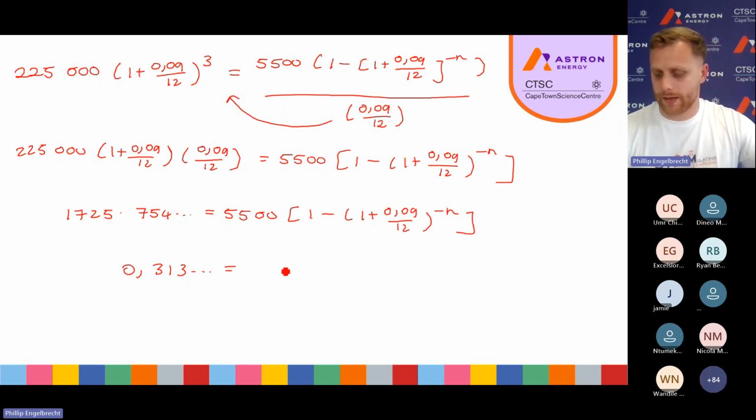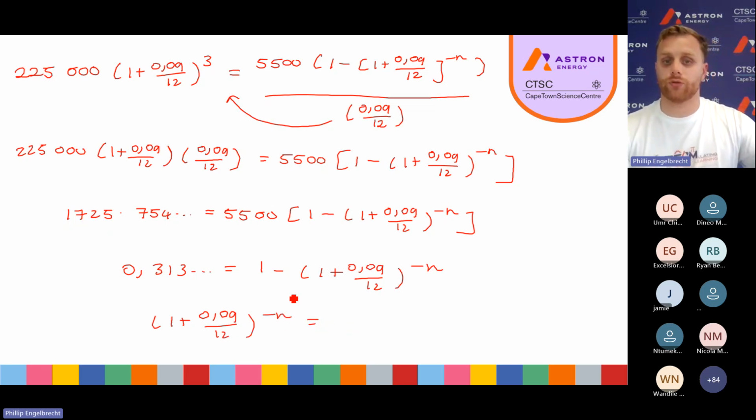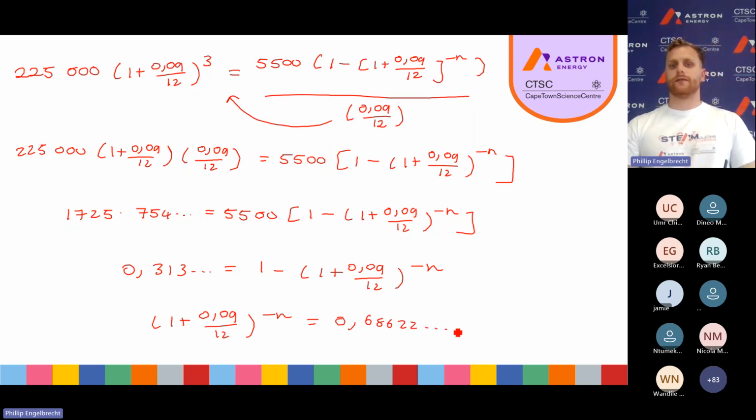You get 0.313 recurring is equal to 1 minus (1 plus 0.09 over 12) to the power of negative n. Then you carry on solving it. You take your 1 to the other side and you get that (1 plus 0.09 over 12) to the power of negative n is equal to 1 minus this answer, and that is 0.68622 recurring. So, guys, this is just basic algebra.